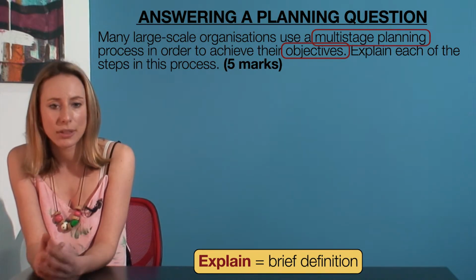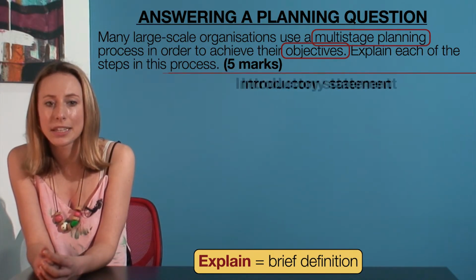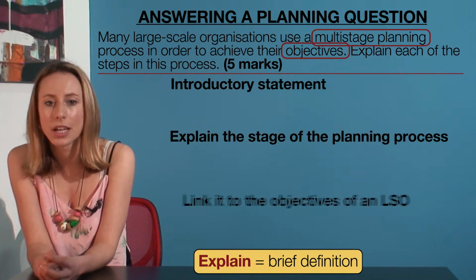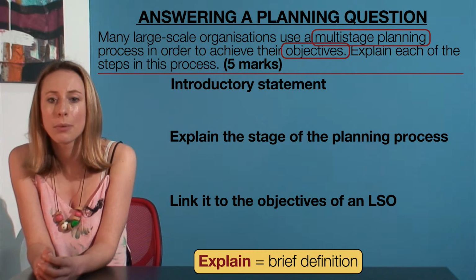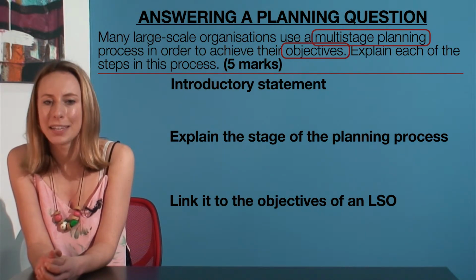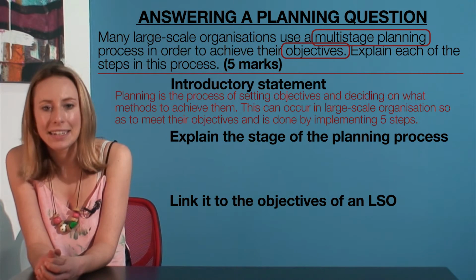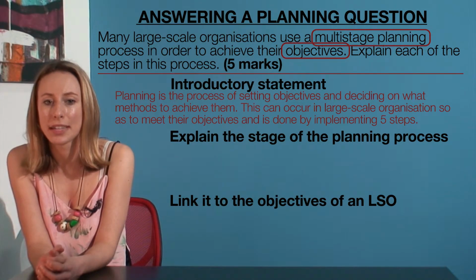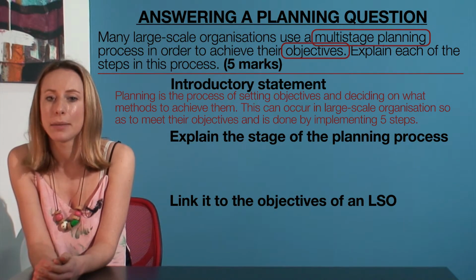To best answer this question, we are going to begin with an introductory statement before going through each of the 5 stages of the multi-stage planning process whilst linking it to the objectives of an LSO. Here's what your response might look like. Planning is the process of setting objectives and deciding on what methods to achieve them. This can occur in large-scale organisations so as to meet their objectives and is done by implementing 5 steps.